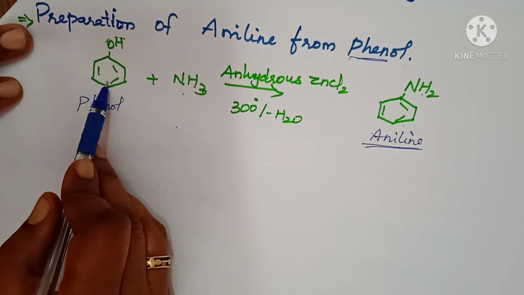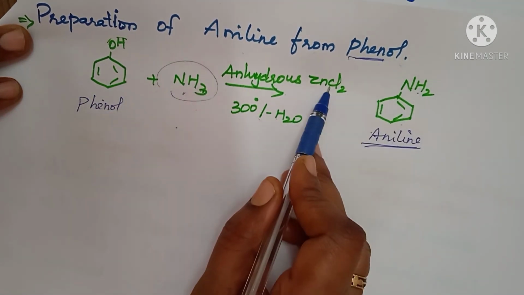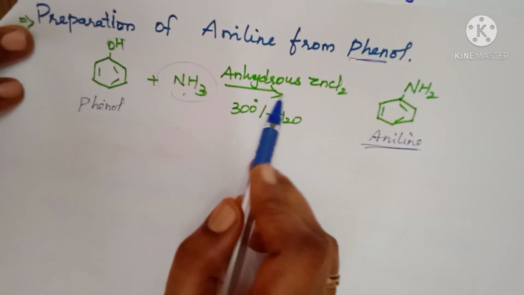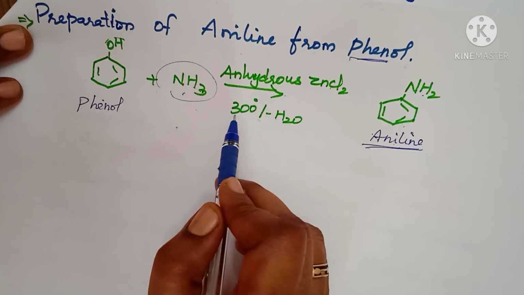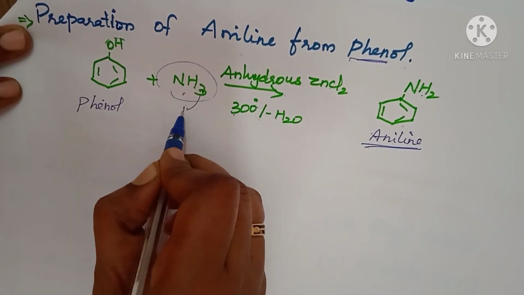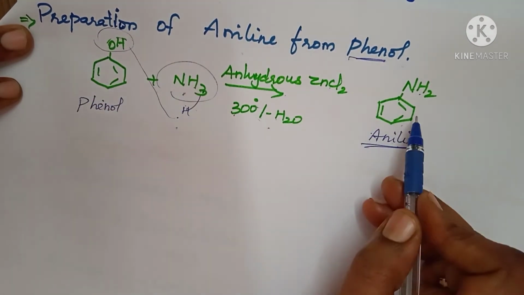Okay, now here this is the phenol. In that ammonia we are adding. So anhydrous zinc chloride. Already we have heard about that anhydrous zinc chloride. Remember those points. Okay, 300 degrees Celsius, minus H2O. See, in that one hydrogen, just the OH combined, you will get minus H2O, and then you get aniline.